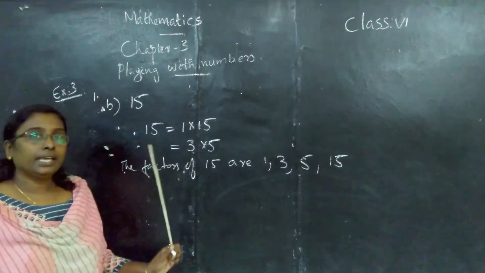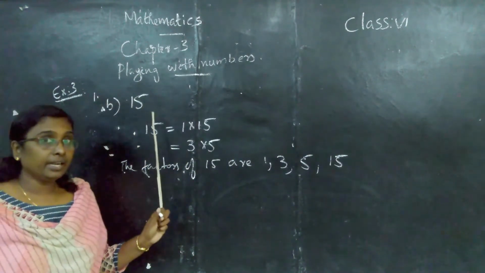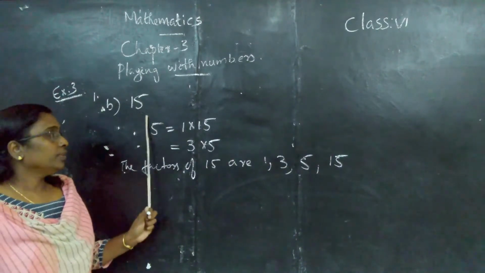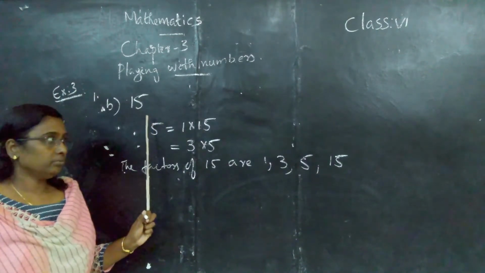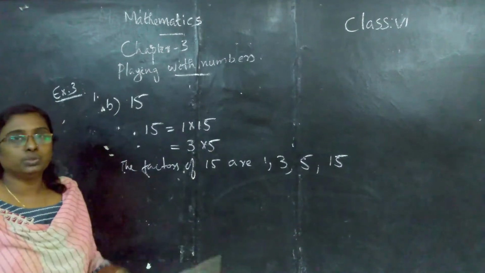Okay. There are 9 questions, 9 numbers to find the factors. We have already done 2 of them. All the other 7 questions you should do on your own.